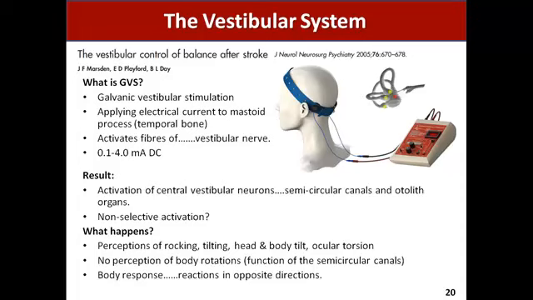So basically, the body will react in the opposite direction, and so if a person perceives motion tilting in the right direction, they will tend to lean towards their left side, despite the fact that their body did not actually move in the right direction.